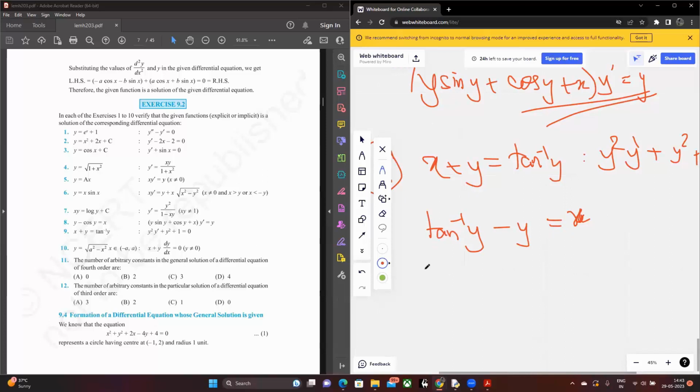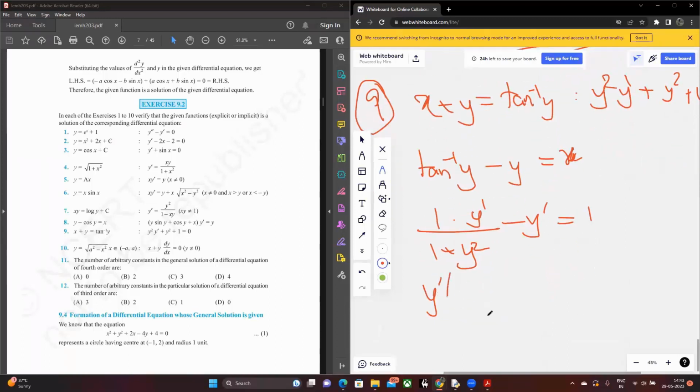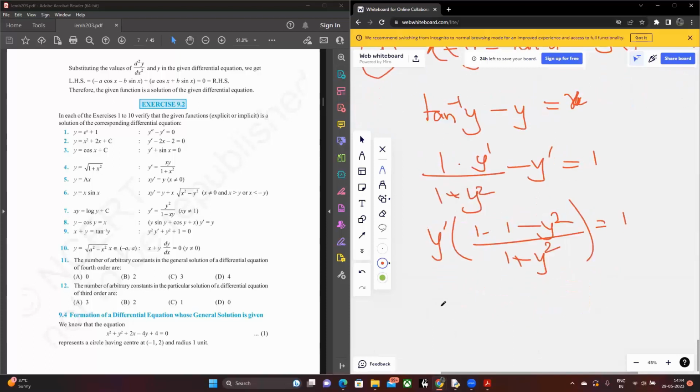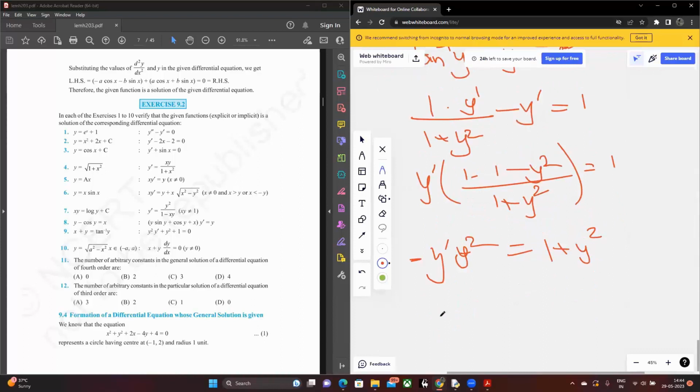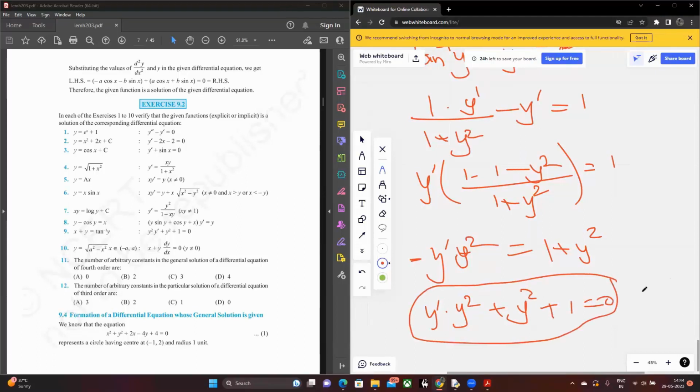Differentiating on both sides by d by dx, you basically get that 1 by 1 plus y square into y dash minus y dash equals 1, right? So y dash into 1 minus y square divided by 1 plus y square is basically equal to 1. So you basically have that y dash, this is minus y dash y square equals 1 plus y square, right? So therefore, y dash into y square plus y square plus 1 equals 0 is the required differential equation.